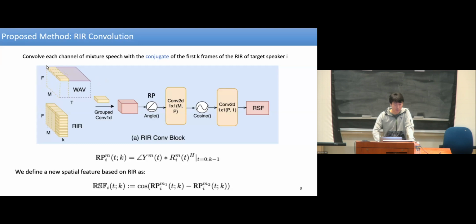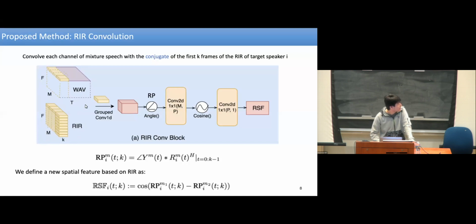That's the reason why, after the STFT transformation, for the wave tensor the shape is f times m times t, where f is the number of frequencies, m is the number of channels, and t is the time index. For the room impulse response, we have the same f and m, but k means that we only consider the first k frames. This room impulse response is much shorter than the utterance.